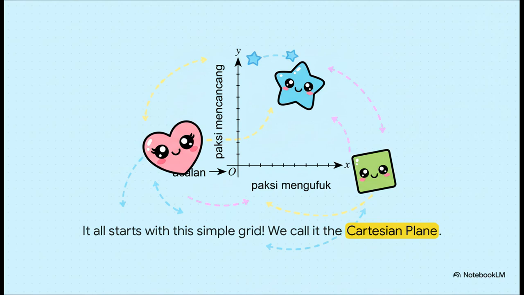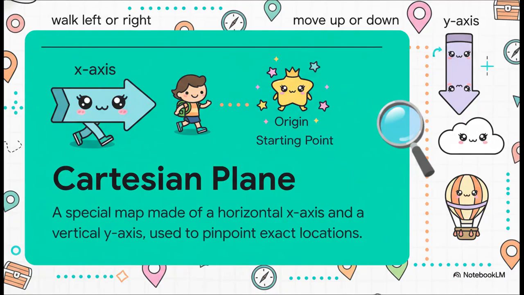And here it is. Meet the hero of our story. Yeah, it might just look like two lines crossing each other, but this grid, the Cartesian plane, is honestly one of the most powerful ideas in all of mathematics. It's the ultimate map that lets us turn real-world spots and shapes into numbers we can actually work with. So let's get the lay of the land, shall we?